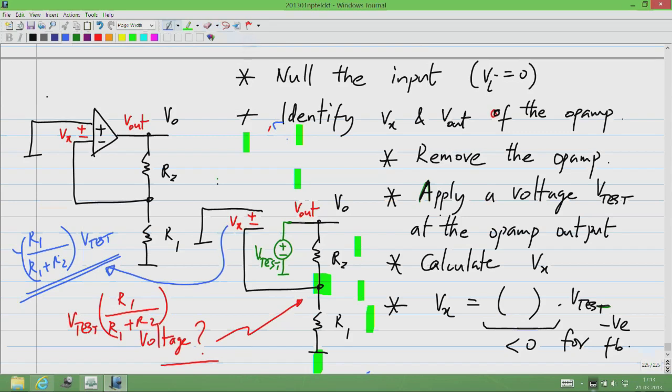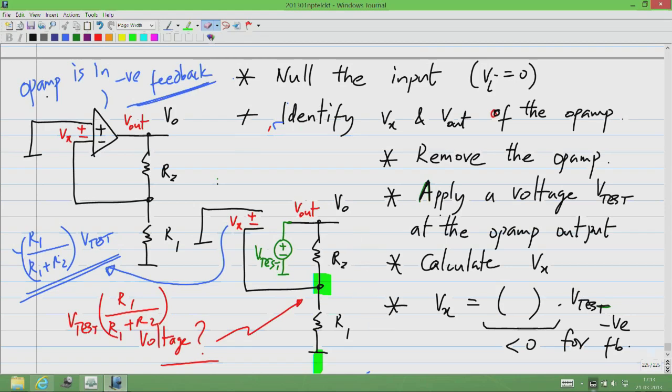So this op amp here is in negative feedback. The reason that is very important is that only with negative feedback do you get the virtual short and the desired function that you want to implement.